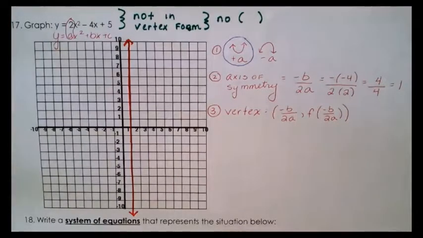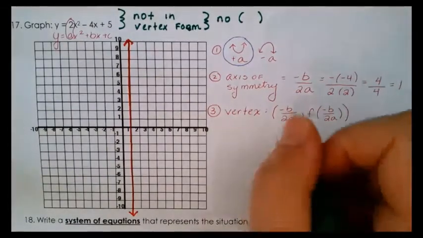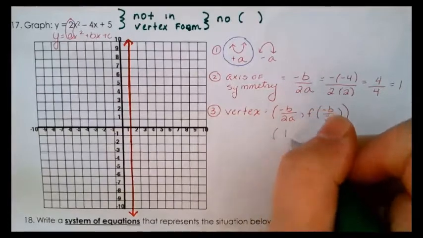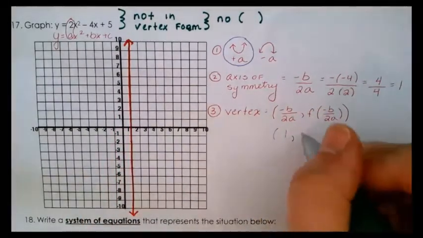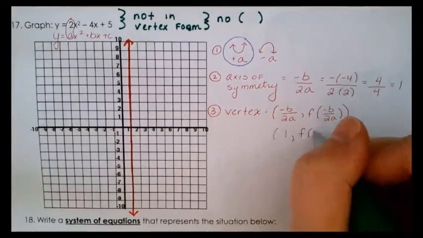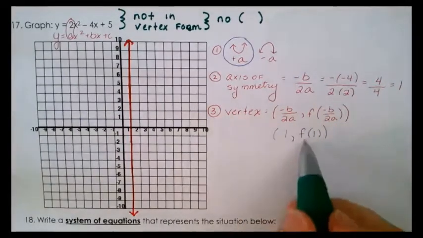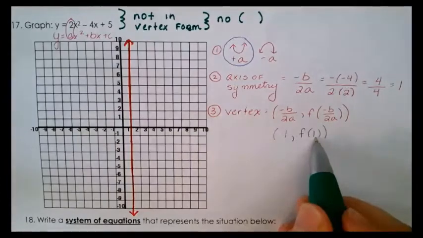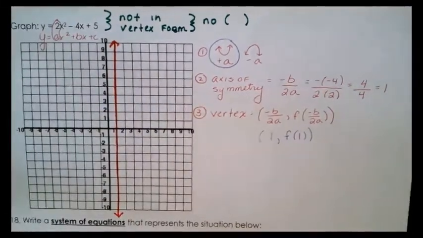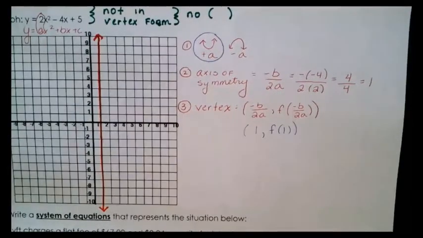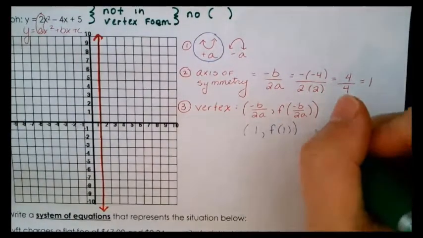So let's take a look. Since we got 1 for our negative b over 2a, we want to have 1 as our x value, which we know it's going to be along here somewhere. And then we want to plug in 1, f of 1. Right? We want to plug 1 into our equation. So let's do that. I'm going to rewrite this equation on the right here, and I'm going to try and figure out what it is when I plug in 1 for x.